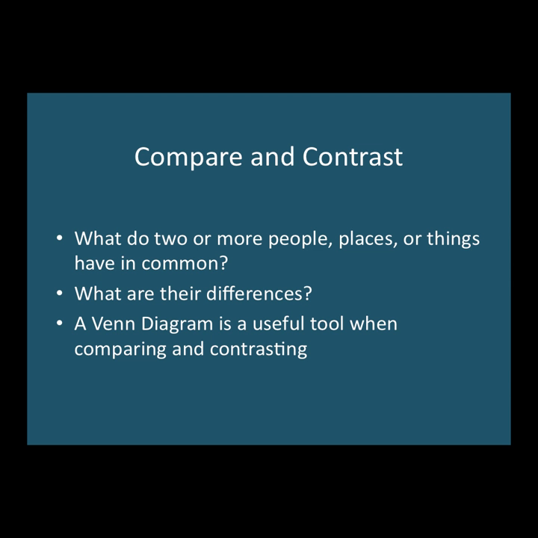The third text pattern we're going to learn about is compare and contrast. When comparing and contrasting, think about what 2 or more people, places, or things have in common. What are their differences? How are they similar? A useful way to organize your thoughts is to use a Venn diagram.